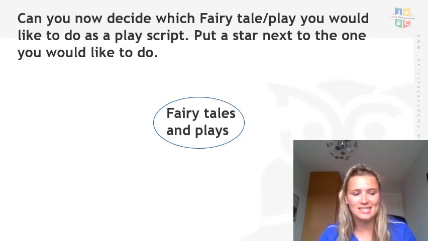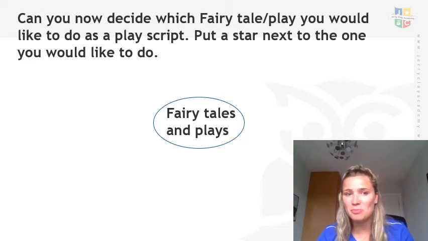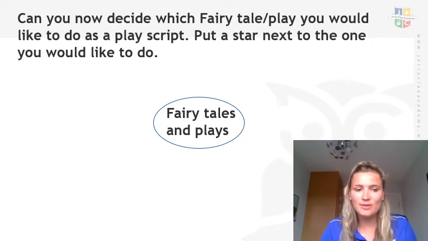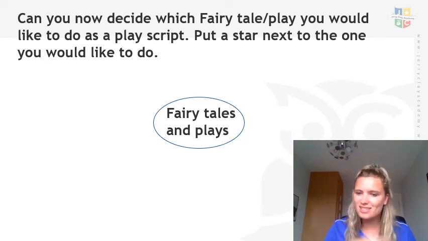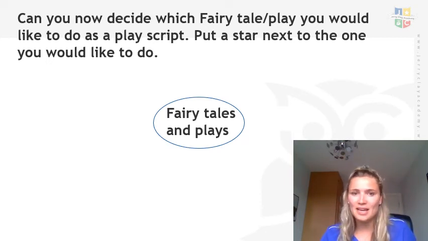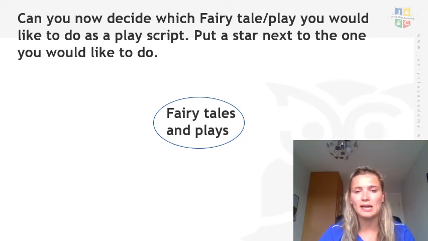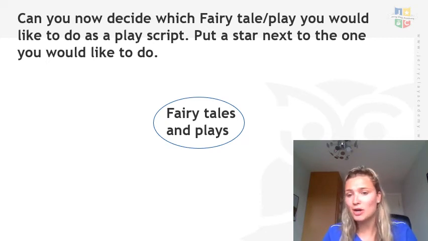So now I'd like you to decide which fairy tale or play you'd like to do for your play script. So which story would you like to do? Next to all the ideas that you've come up with, I'd like you to just put a little star or a little circle around it so you know which one you're going to do your story on. Now you could also make up your own story. I also don't mind that, but what I would suggest is probably using a fairy tale just because it'll make it a little bit easier. But as I say, if you would like to make your own story up, that's absolutely fine.